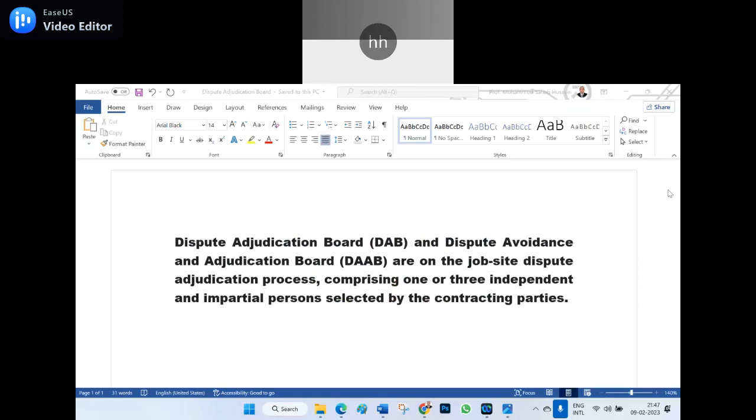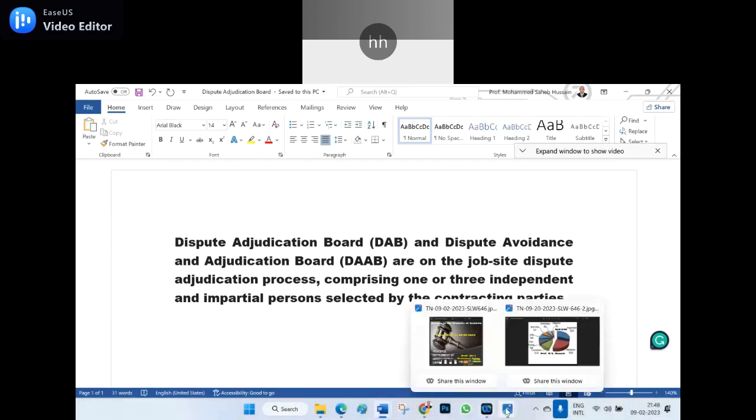Dispute Adjudication Board. Dispute Avoidance and Adjudication Board. I don't know why you are not hearing; I said mute because your voice is breaking. Dispute Adjudication Board, DAB, and Dispute Avoidance and Adjudication Board, that is DAAB, are on-the-job-site dispute adjudication processes comprising one or three independent and impartial persons selected by the contracting parties. So that is the DAB and DAAB.